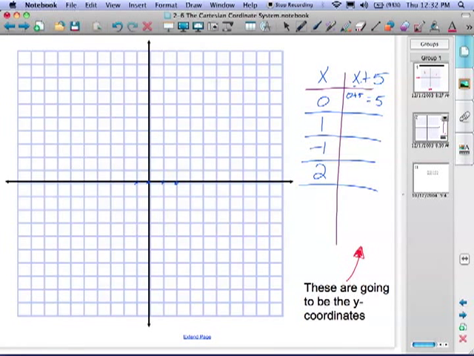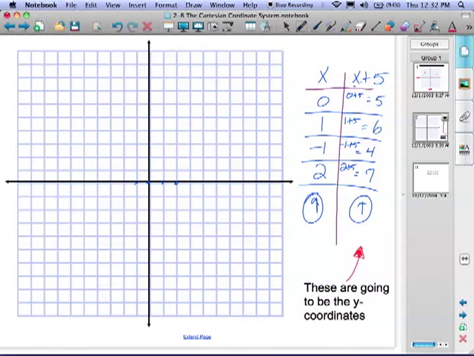If I do this problem again a second time, I substitute in 1 for x this time. 1 plus 5 is going to give me 6. If I substitute in -1 for x, I get 4. And if I substitute in 2 for the x, I get 7. Now, these, as you can see down in the bottom right-hand corner, are going to be the y coordinates. You picked the x coordinates. We did some math, and then we calculated some y coordinates.